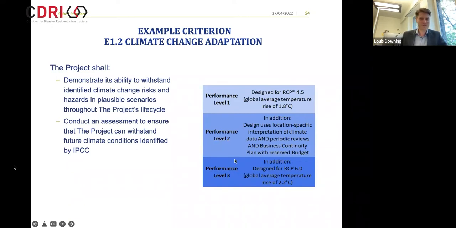So this is a really important criterion, and one that is also being continually reviewed and revised as the new reports come out.